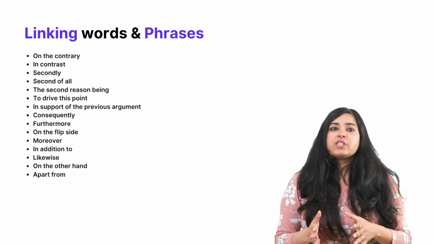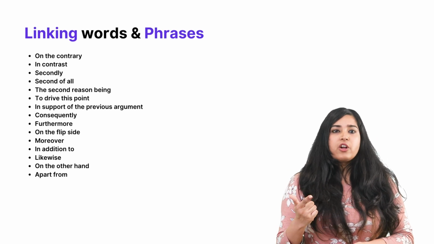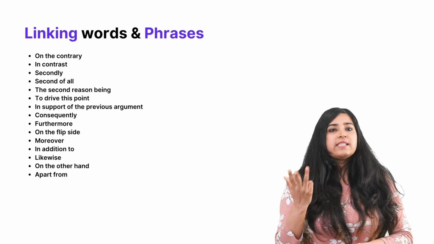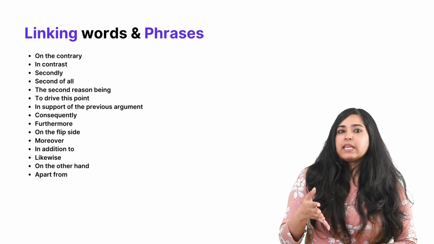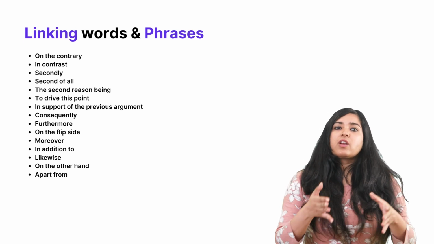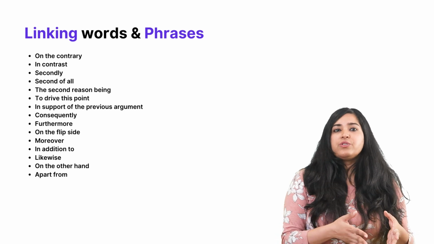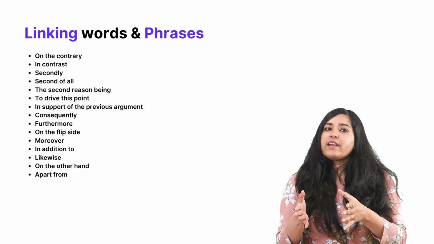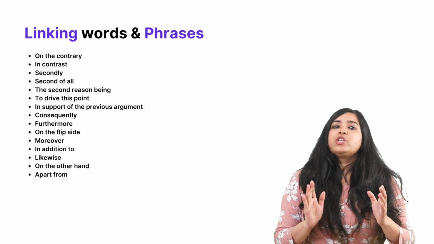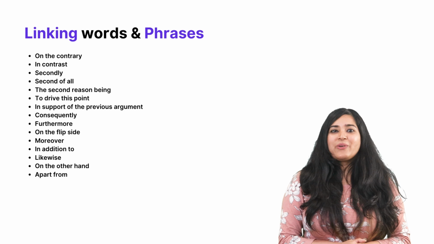To transition onto the next paragraph, you can use phrases like, on the contrary, in contrast, secondly, second of all, the second reason being, to drive this point, in support of the previous argument, consequently, furthermore, moreover, in addition to, likewise, on the other hand, apart from. You will need to use these phrases appropriately in accordance with your point of view and the question type.